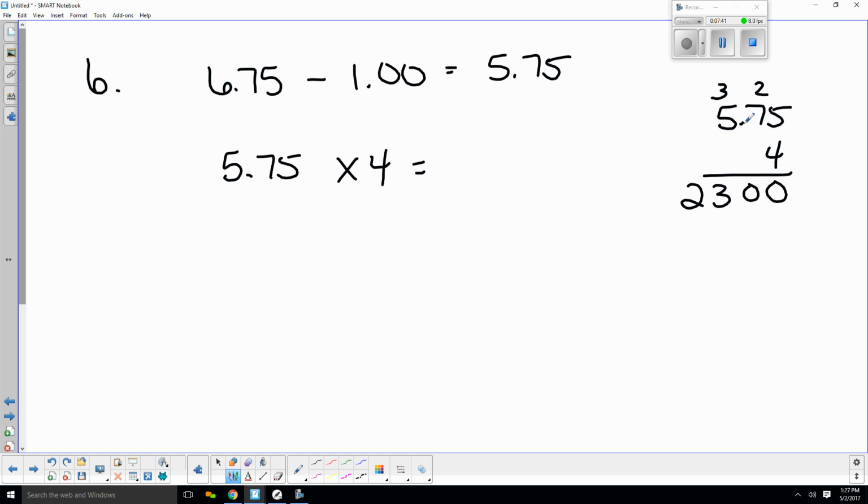Again, 2 decimal places here, none here, so it's a total of 2. So move here, a total of 2. So it's going to cost her $23 to purchase 4 meals before tax.